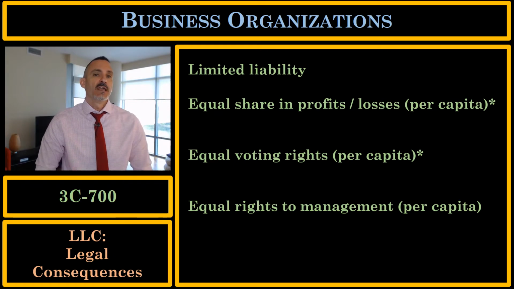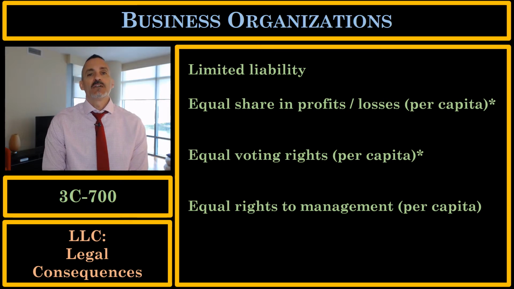So for example, if we have 4 members of our LLC and I'm one of those members, I'm entitled to a quarter of the profits, even if I have not invested as much in the LLC as the other members. Now, the other members might not be happy about that, but that's the default rule. If they want to change that rule, then we have to change that rule through the operating agreement.